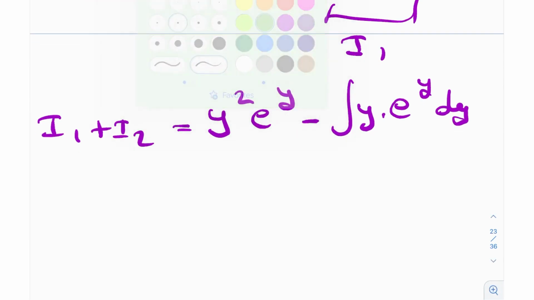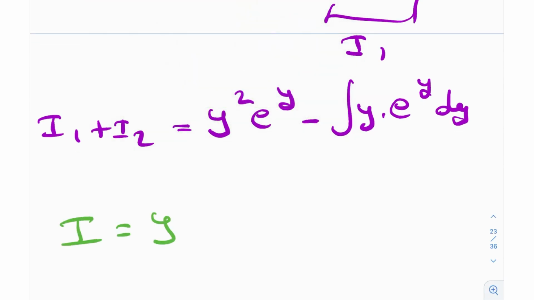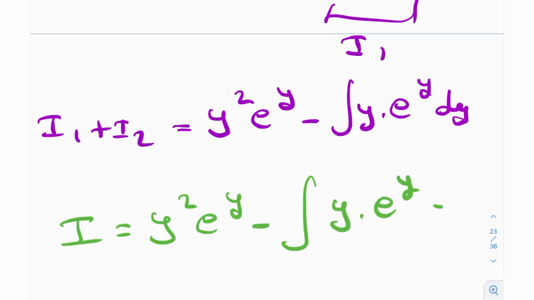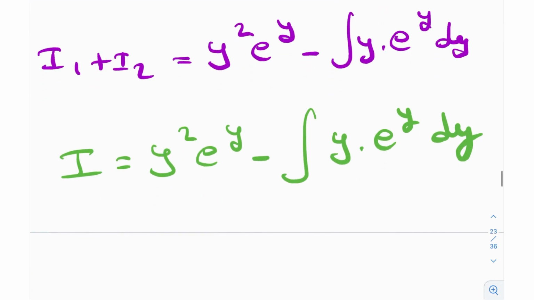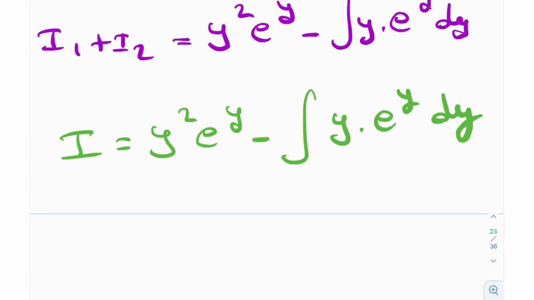So what do we have over here? We have I is y squared e raised to power y minus the integral of y times e raised to power y dy. And if you're wondering why I am not writing the limits, I'll take care of it at the end. Limits in definite integration don't really matter unless you're applying some property using them. And if you're only evaluating the limits to find a particular value, you can just plug them in at the end. It does not matter.